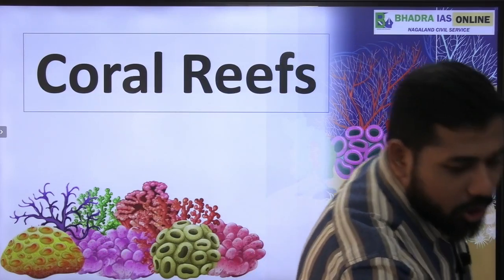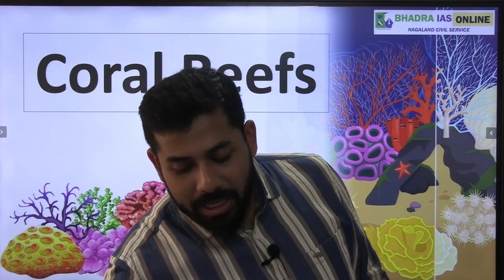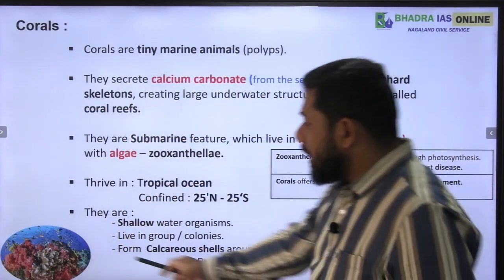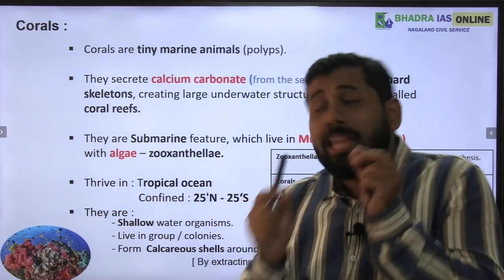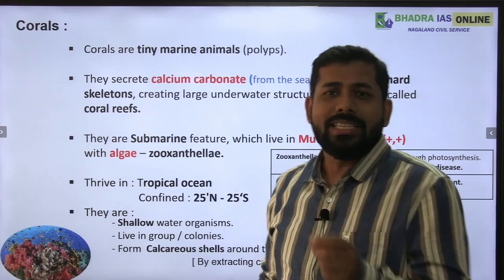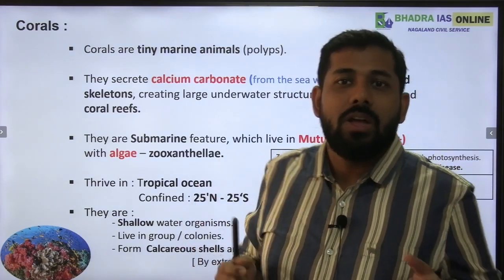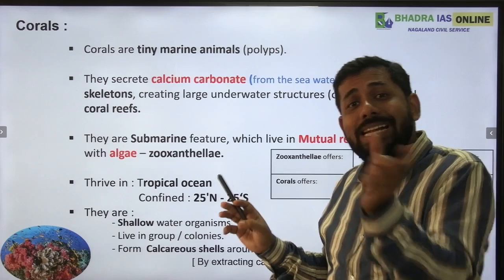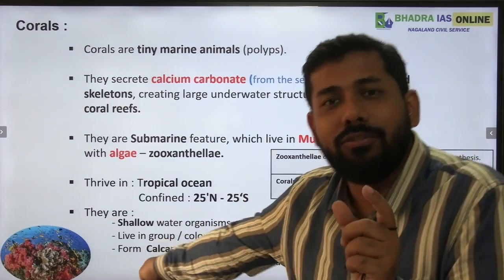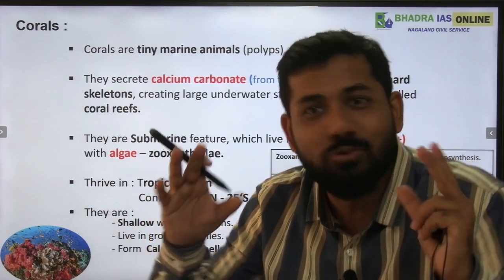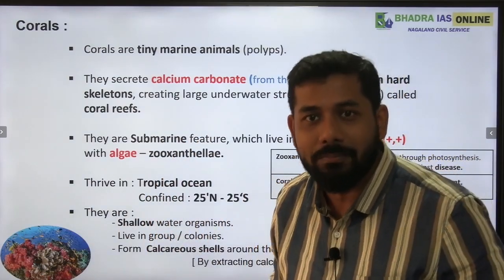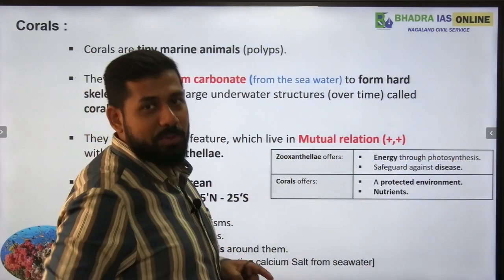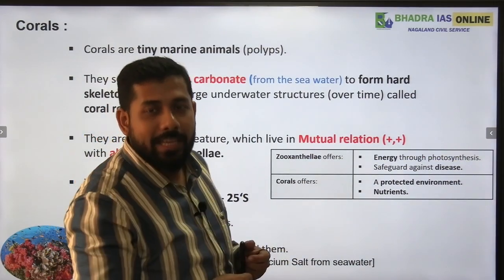So let's move on to what we mean by corals in general. Corals, what are they? These are very tiny marine animals. Technically, these animals are called polyps. They are animals and they are very colorful. Wherever you see these corals, they are extremely colorful. How does this color come to them? The reason behind the color is an algae species called zooxanthellae.